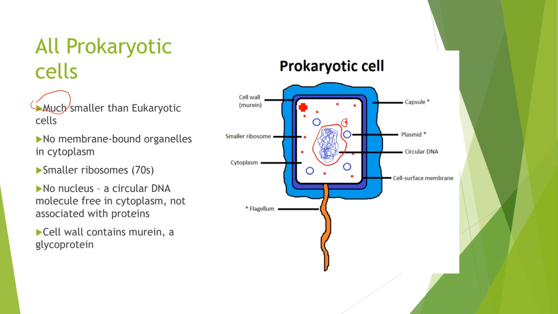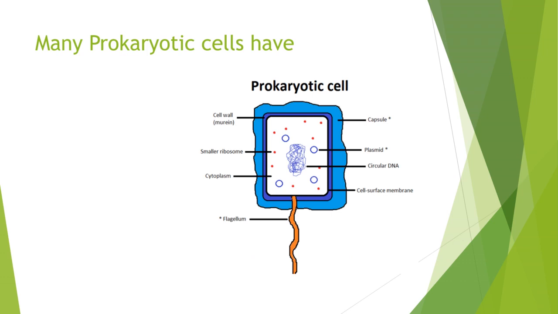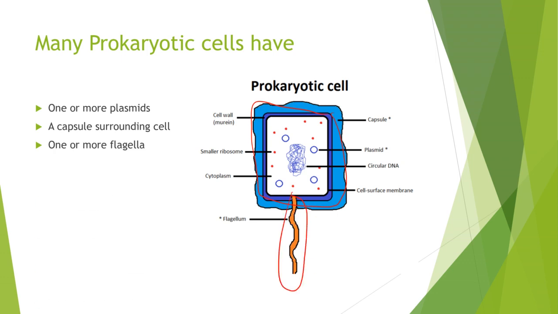And it has a cell wall, which contains murein, a glycoprotein. And not all, but many prokaryotic cells have one or more plasmids. So this thing, which again contains genetic information, and many have either one or they can have more than one. And they might have a capsule which surrounds the prokaryotic cell, and this is just a lipid layer which provides added protection. Don't mix this up with capsid, which we'll come back to later. And they may have one or more flagella, which can help it to move around, to swim.